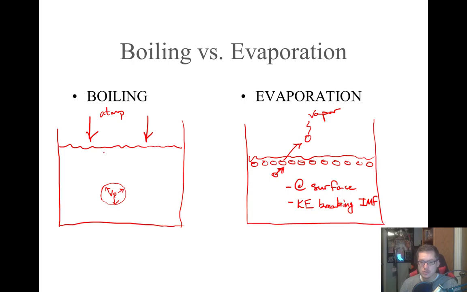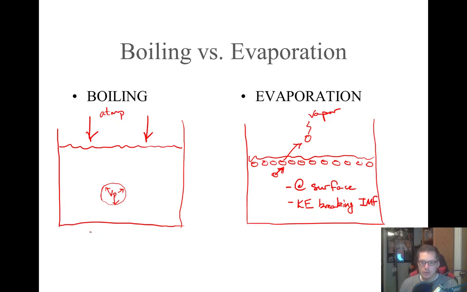All right, so that's essentially what needs to happen: this vapor pressure in the bubble has to equal the atmospheric pressure. If these two things are not equal to one another, then the bubble gets squashed. But once the vapor pressure is equal to the atmospheric pressure, your bubble can survive, and we all know that once that happens, these bubbles start rising to the top and you start boiling.